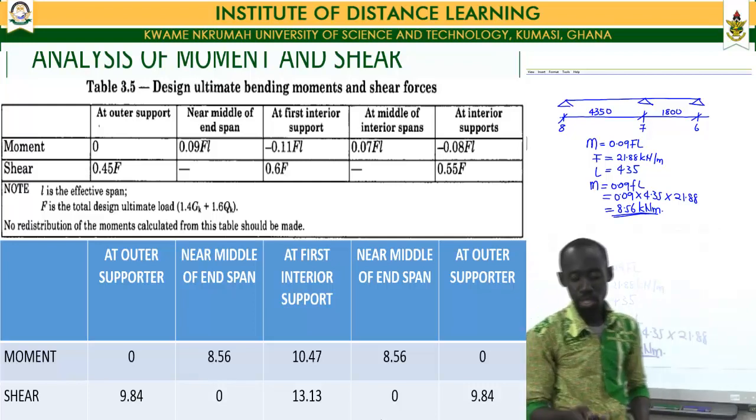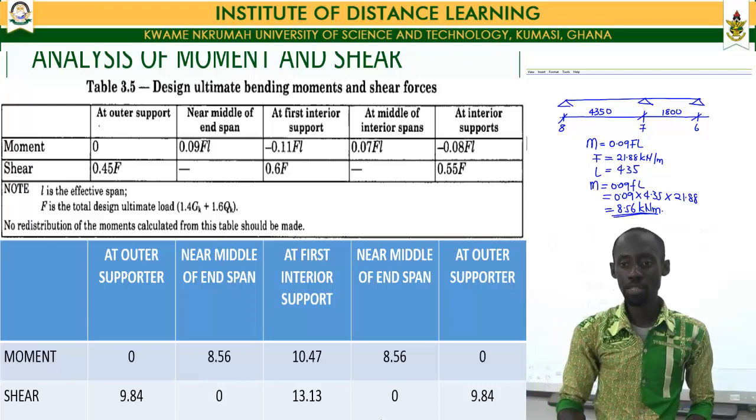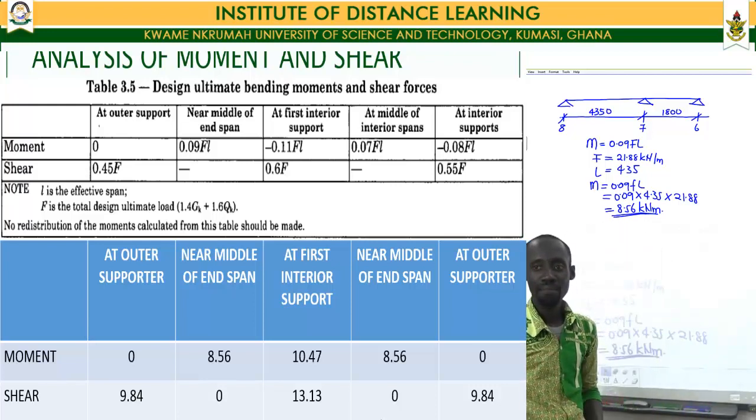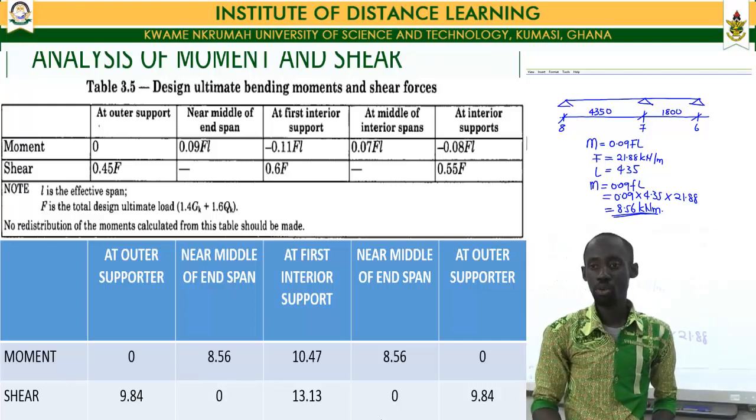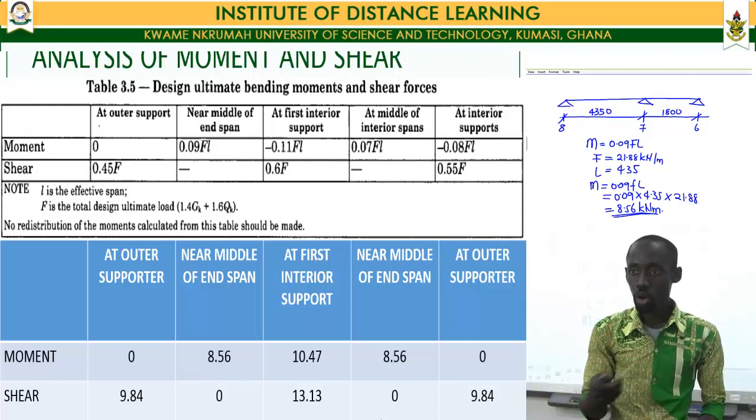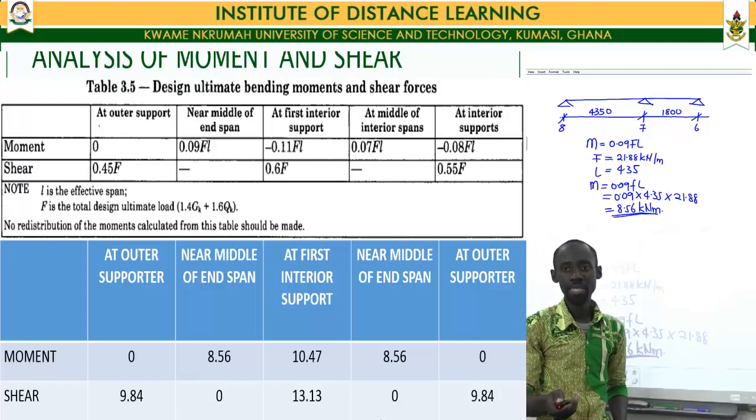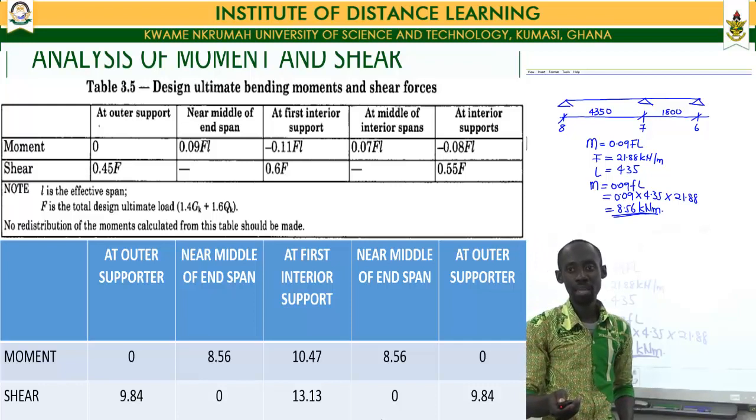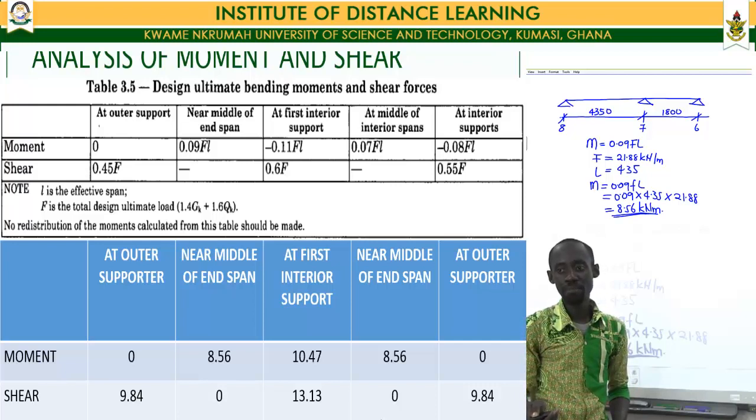So then the same approach is adopted, and the moment for our near middle of end span has been determined. For our moment at the first interior support, we multiply the 0.11 FL by our design loading and our effective span, which gave us a value of 10.47. Then we moved on to the other near middle of end span, also multiplying our design loading by the 0.09 multiplied by our effective span, which gave us another value of 8.56.